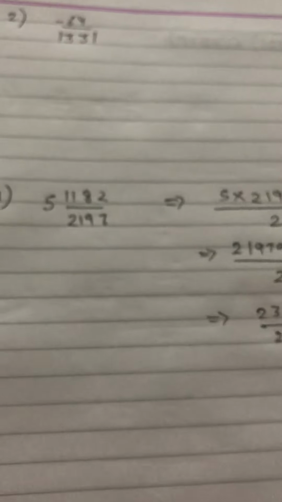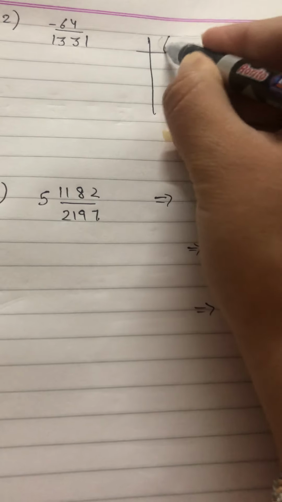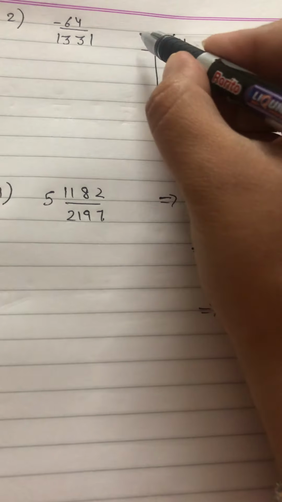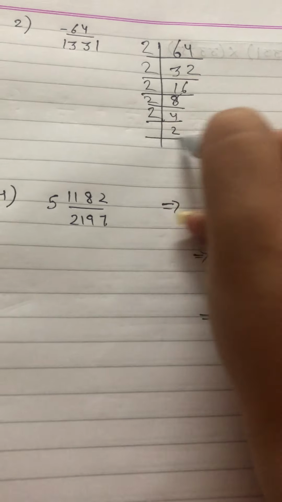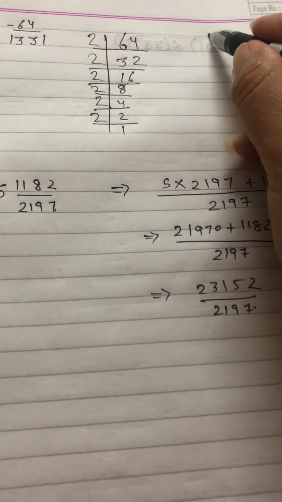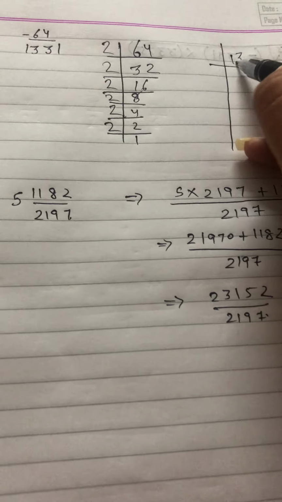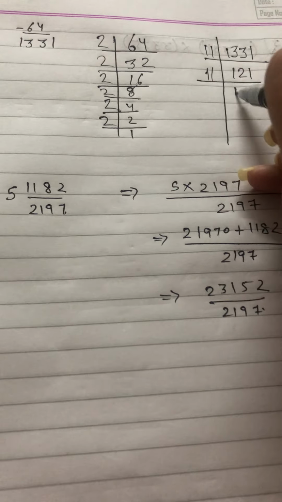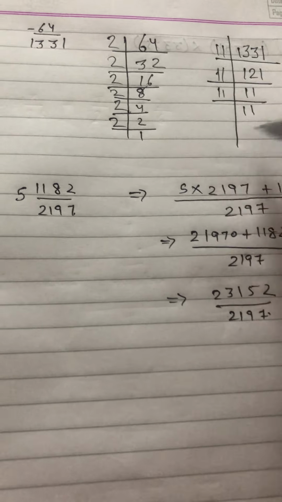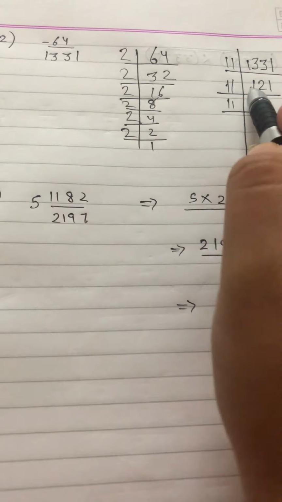Moving to the second part. The question is very easy. Leave the minus sign for a while. Similarly 64 will go by 2. 2 3s are 6, 2 16s, 8s are. I suppose everyone can do the prime factorization now. Similarly 1331 goes by 11. 121 and done. I have done the prime factorization of both the numbers.